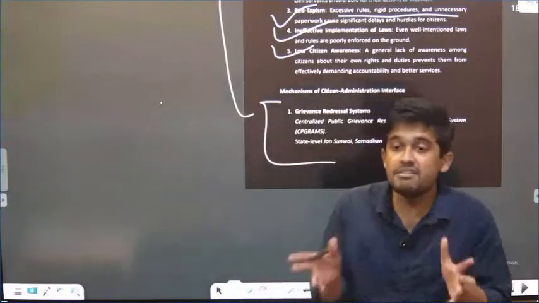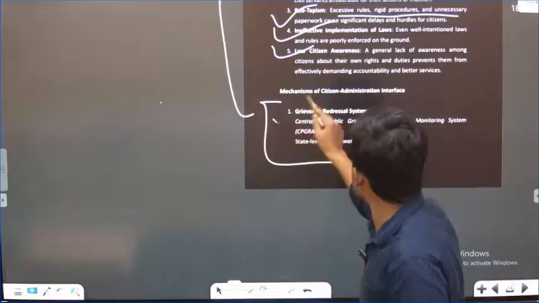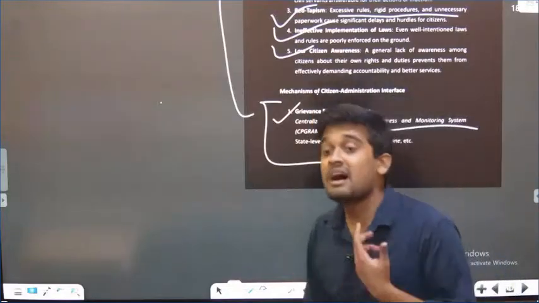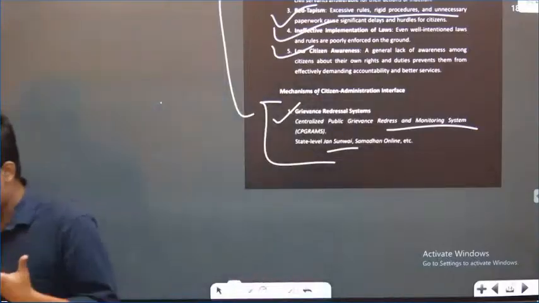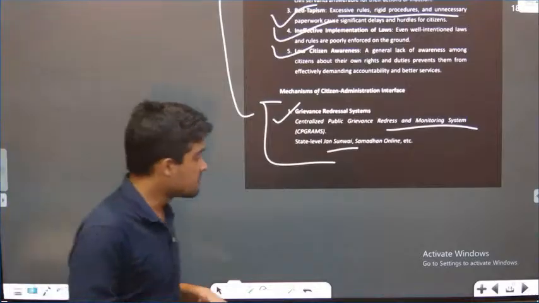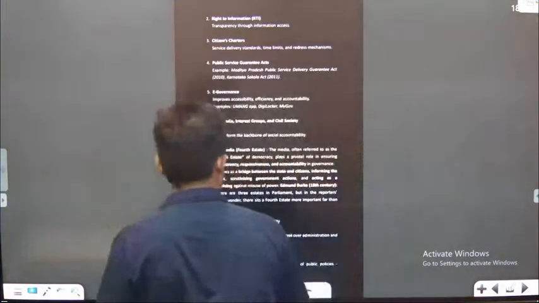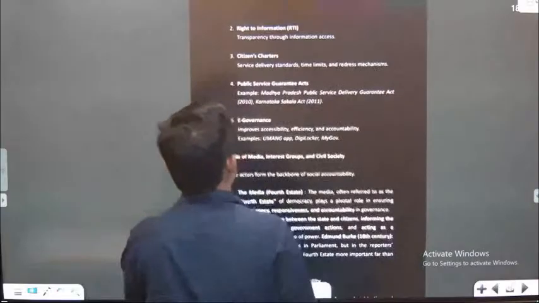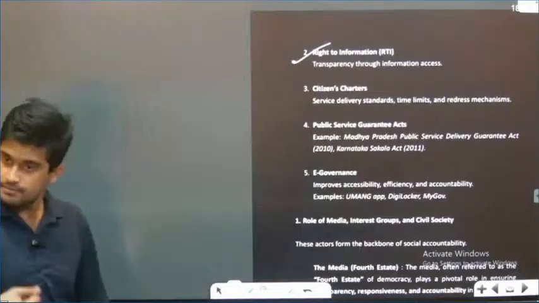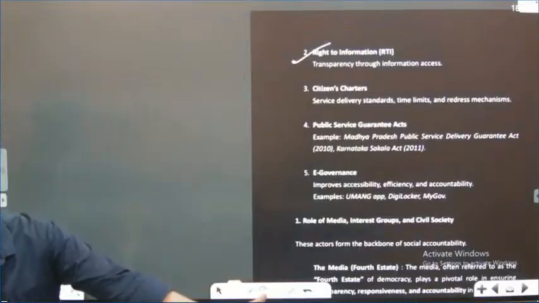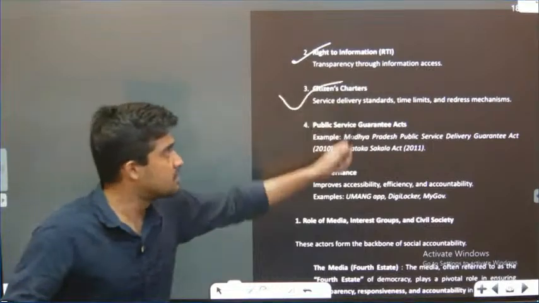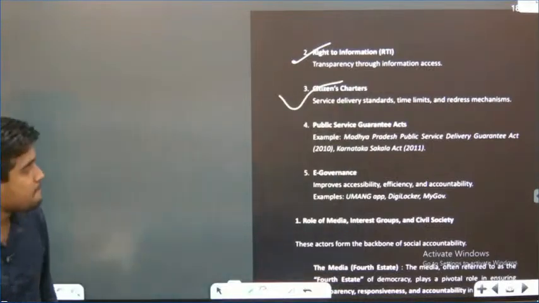There are certain grievance redressal systems. Okay? There is CP Grams, Jan Sunwai, Samadhan Online. So these are places where citizen and administration interaction happens. Similarly, RTI is used. So RTI is filed against a particular office. That office is answerable. Similarly, there is citizen charter that is there.